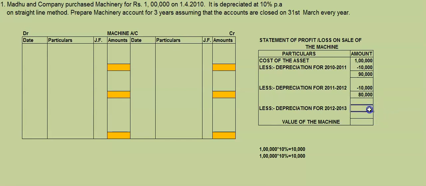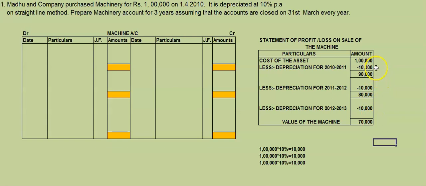80,000. And next year. Again next year we will find the depreciation on rupees 1 lakh. So 10%. What is the value you will get? Again it is how much? 10,000. So last year, that is the third year, 10,000 we will subtract. From where will we subtract? 80,000 minus 10,000. How much is the answer? 70,000. So this is the value of the machine after providing depreciation for 3 years.